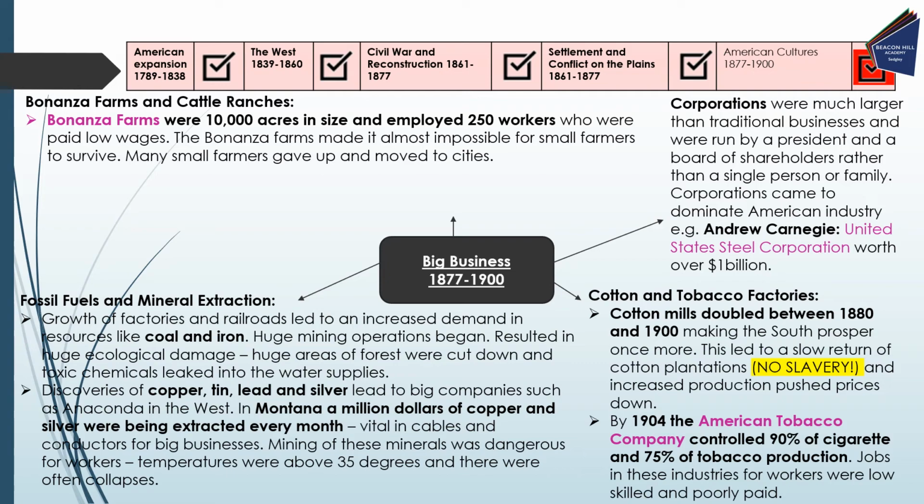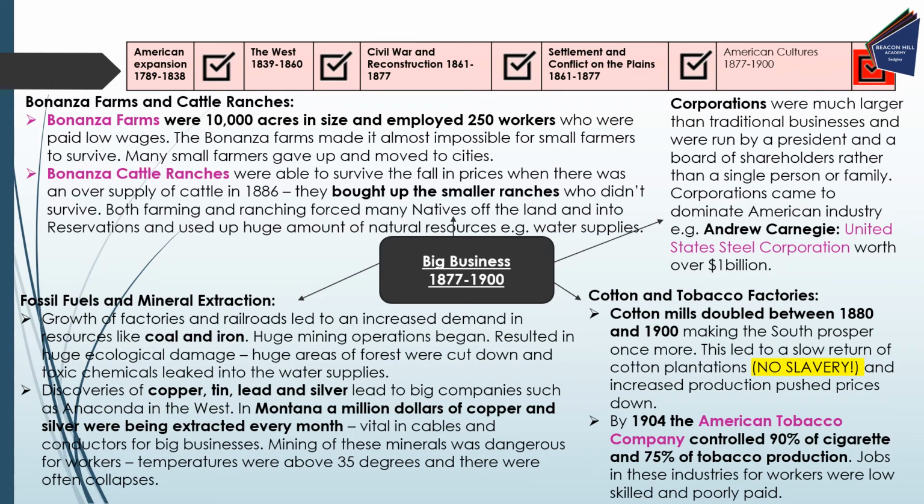So again, if we were thinking about the consequence of big business, bonanza farms kind of result in small farms shutting down. We also had bonanza cattle ranches, so these were able to survive the fall in prices when there was an oversupply of cattle in 1886, and they bought up the smaller ranches. So again, individual farmers here really feeling the pinch as a result of these bigger businesses taking over. Both farming and ranching forced many natives off the land and into reservations, and they used a huge amount of natural resources, for example, water supplies.